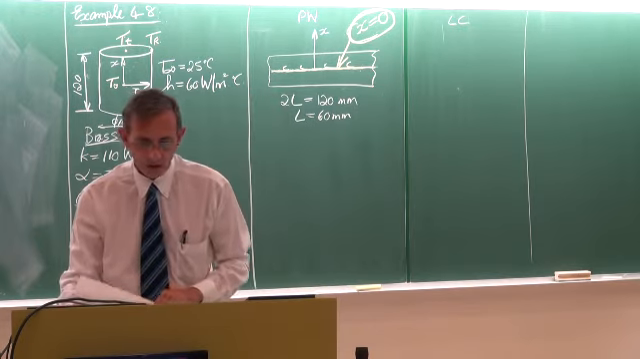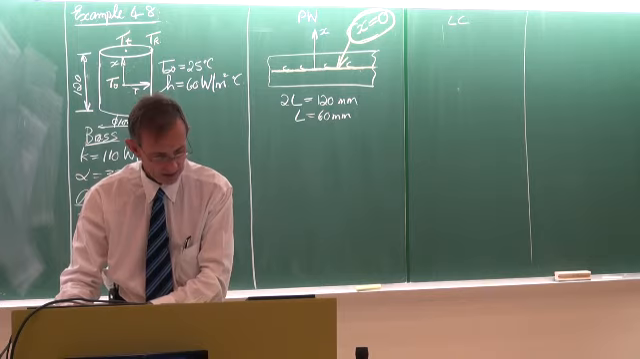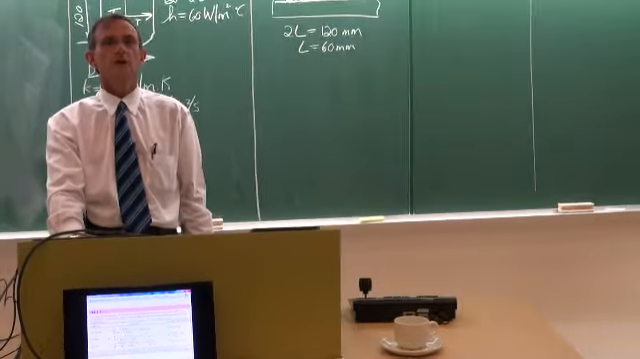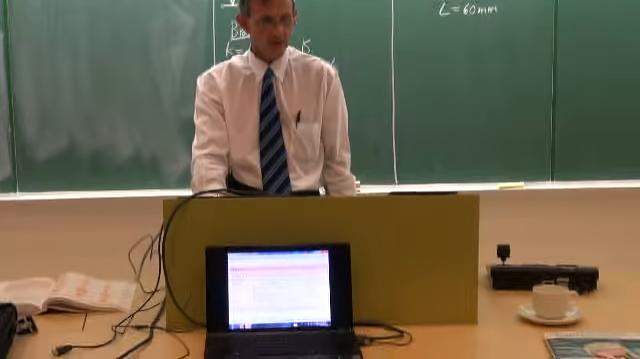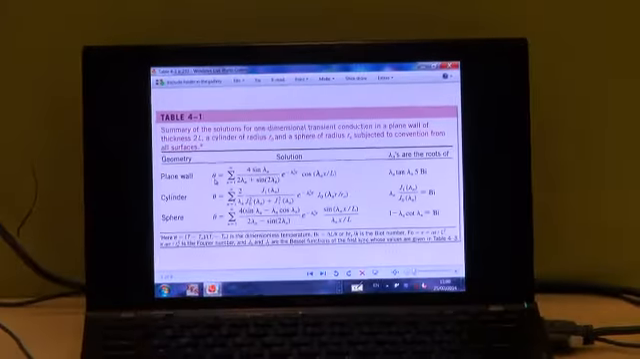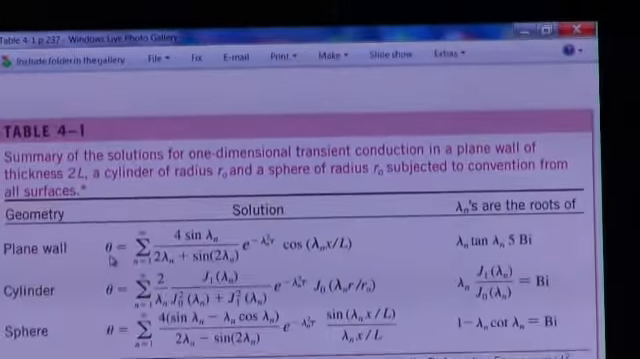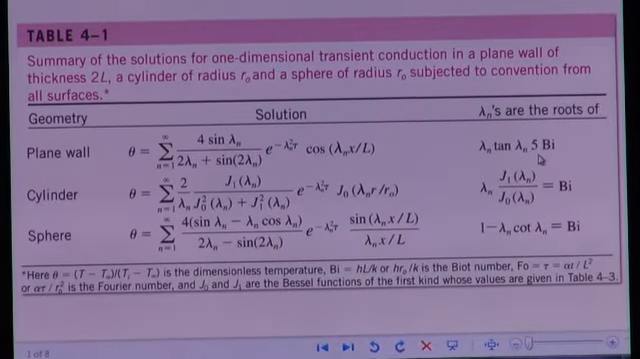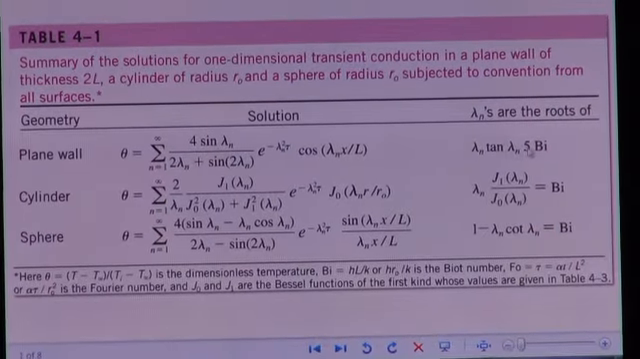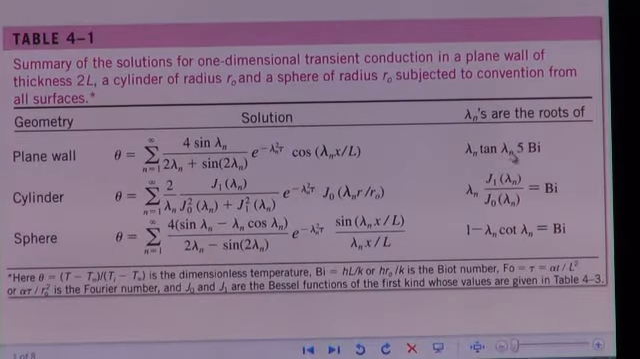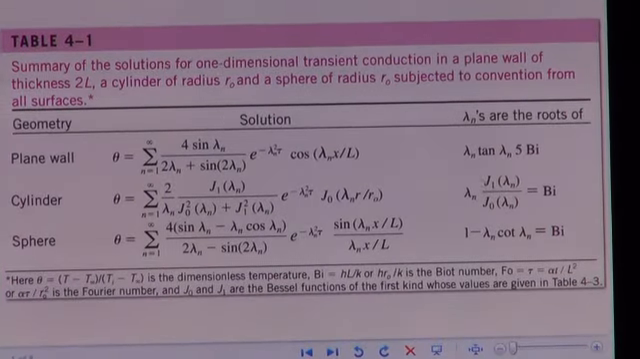If we now look at the previous work that we've done, there's a solution for the plane wall in table 4.1. Marilise, if you can just zoom on it for us quickly. The plane wall solution, the non-dimensionalized temperature is equal to that long equation, and the roots are equal to that. Again, remember, the roots there, that 5 should be an equal sign. It's an error in the textbook.